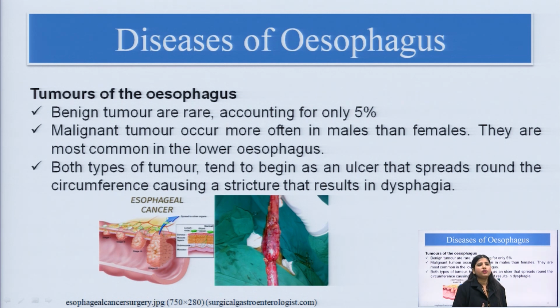Now, there are some tumors of the esophagus. Yes, sometimes we will see tumors. Not only in the esophagus, tumors can also be in the mouth. It could be in other areas as well, small intestine, large intestine. Yes, tumors can be in any part. Now, tumors are of two types. One is benign and the other is malignant.